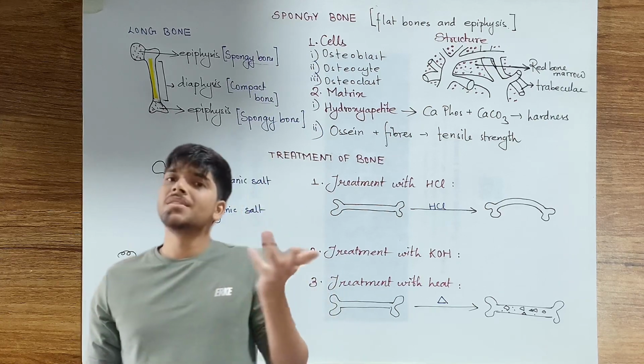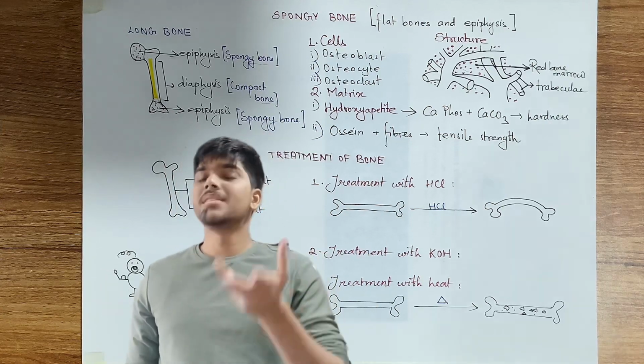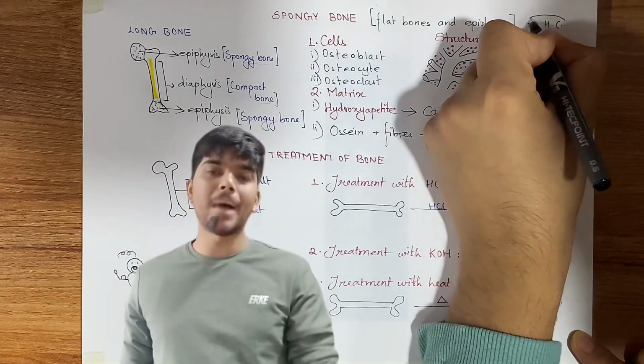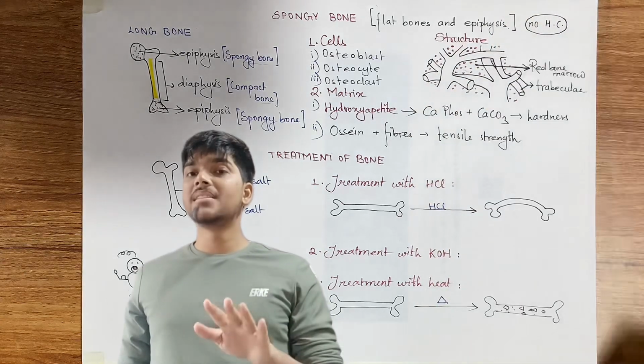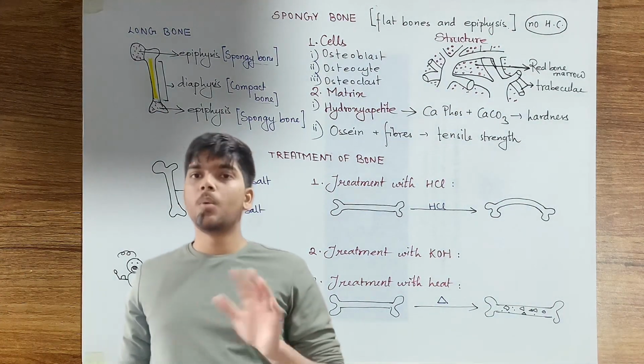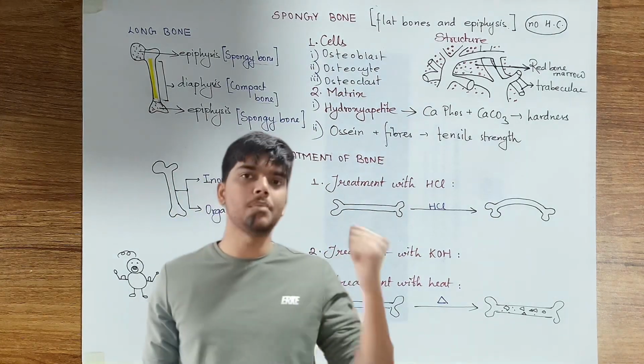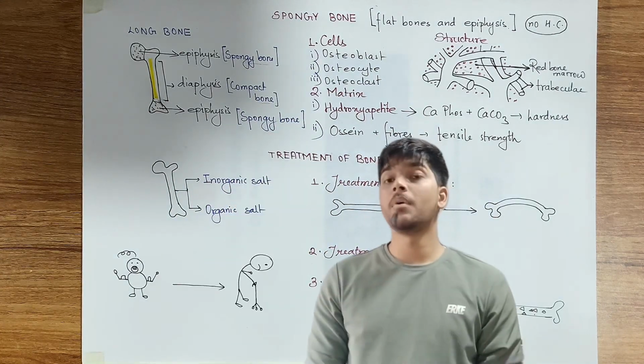And obviously, there is no Haversian system. Haversian system is only found in compact bone. It is the characteristic feature of mammalian compact bone. So the difference lies in the arrangement of the cells, while the cells and matrix found in spongy bone are the same as those found in compact bone. So that's it for spongy bone.